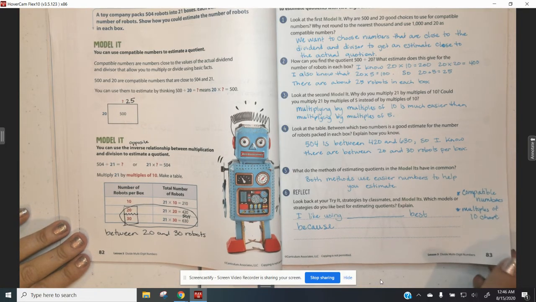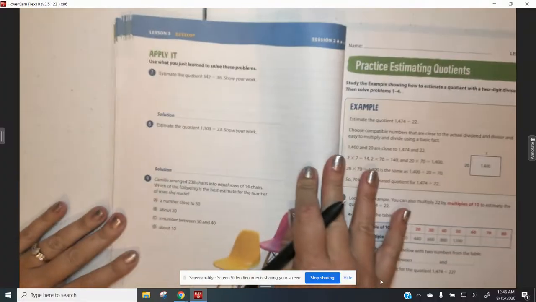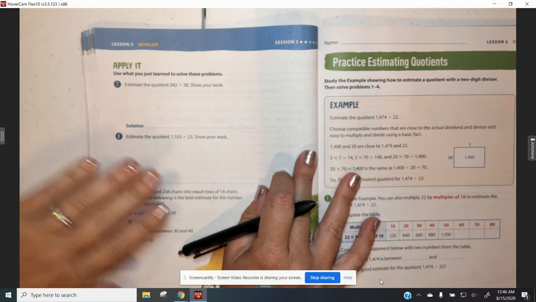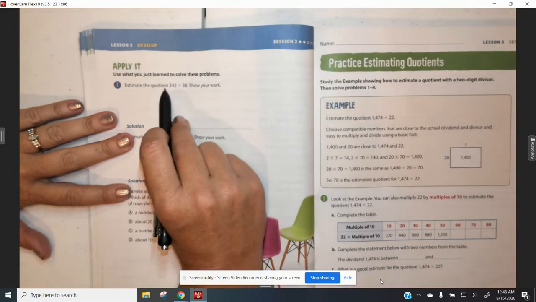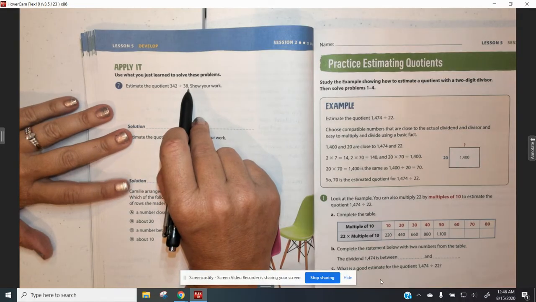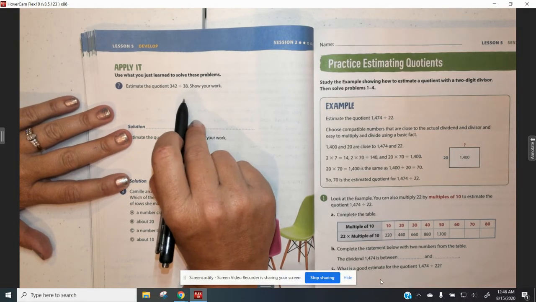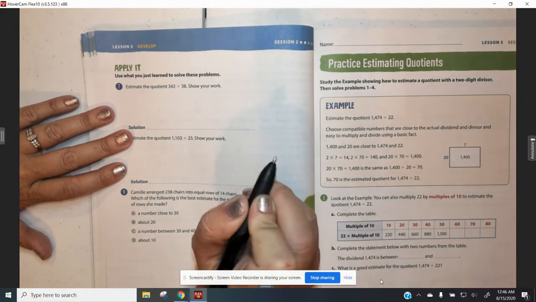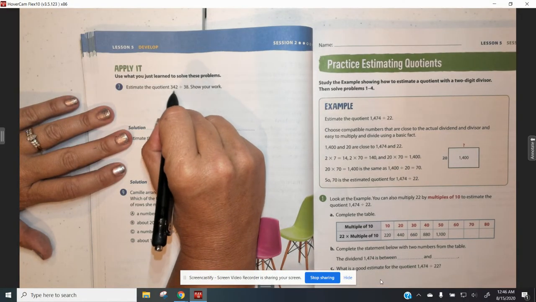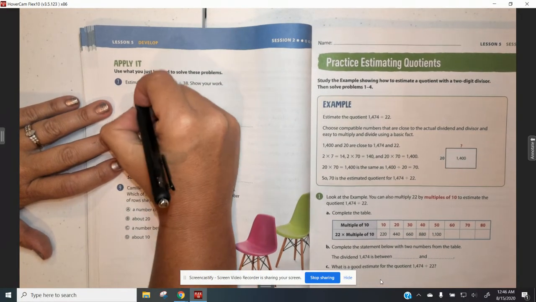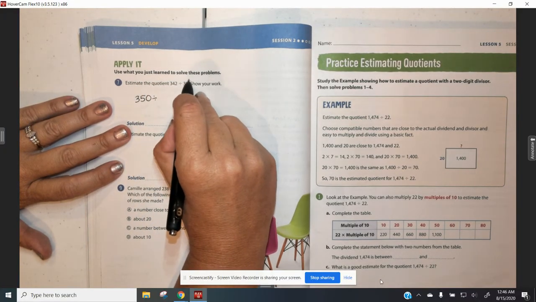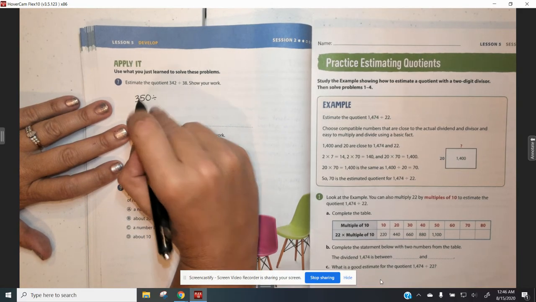All right, go ahead and turn the page to page 84. We are going to practice estimating the quotient. So on number 7, we are going to estimate the quotient 342 divided by 38. This one has some compatible numbers that are very close that will make this pretty easy on us. So I know that 342 is very close to 350. And then when I look at 38, guess what? 38 is very close to 35.